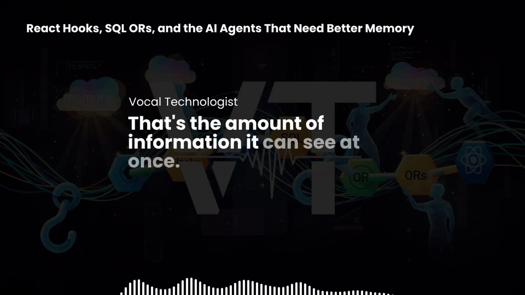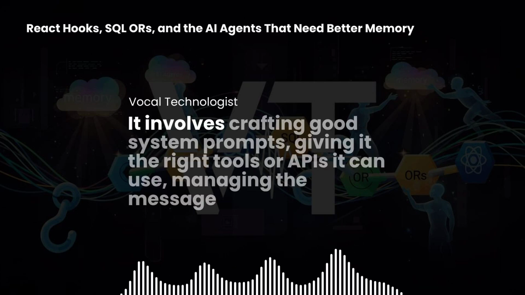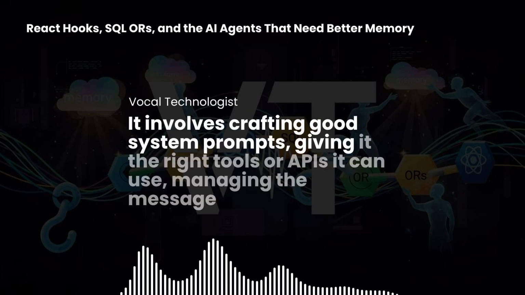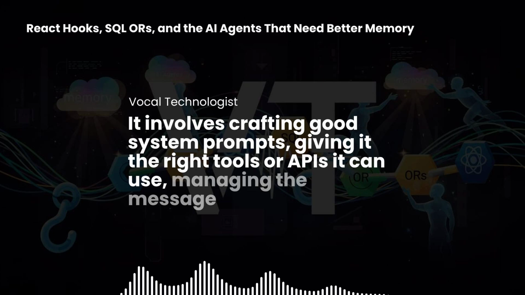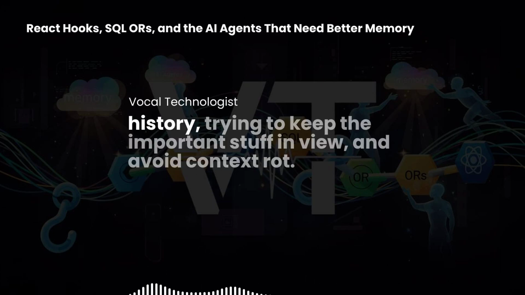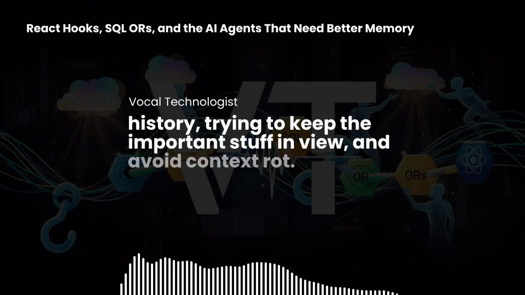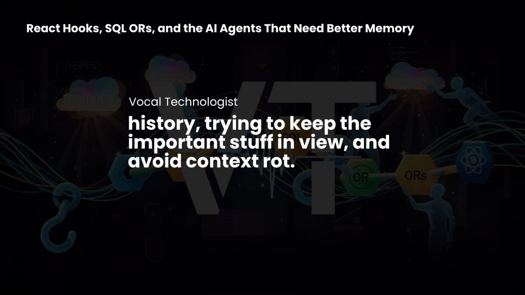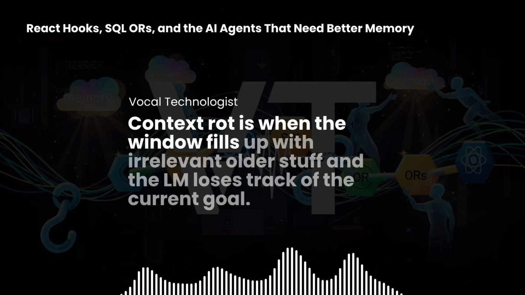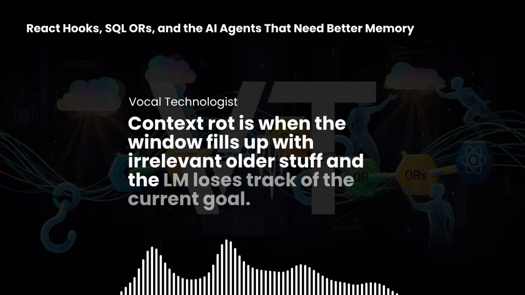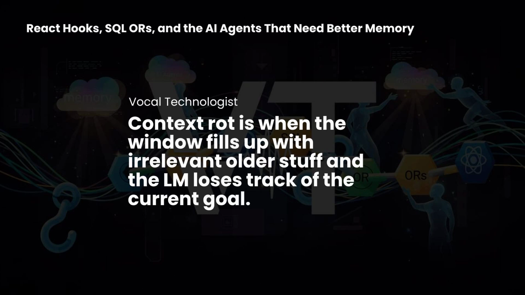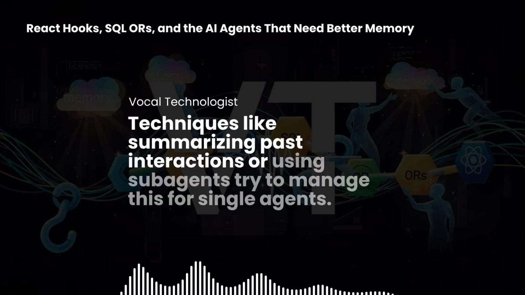That's the amount of information it can see at once. It involves crafting good system prompts, giving it the right tools or APIs it can use, managing the message history. Trying to keep the important stuff in view and avoid context rot. Exactly. Context rot is when the window fills up with irrelevant older stuff and the LLM loses track of the current goal. Techniques like summarizing past interactions or using subagents try to manage this for single agents.